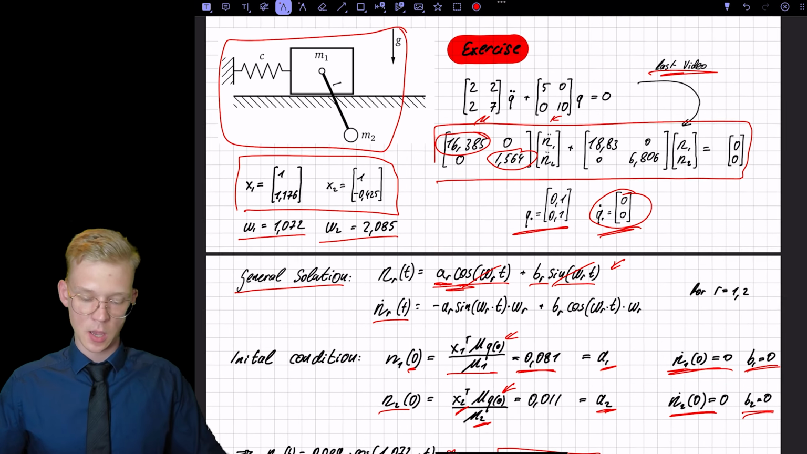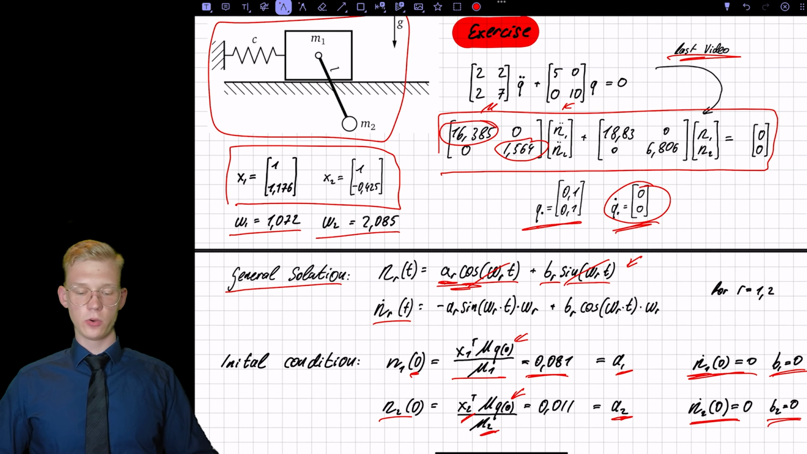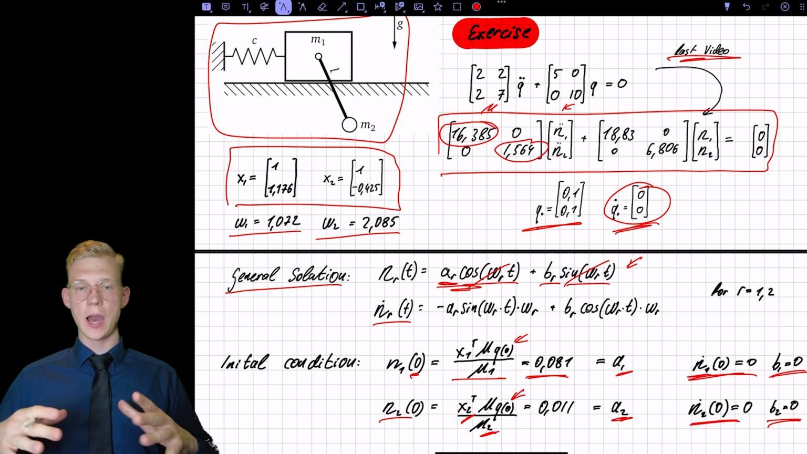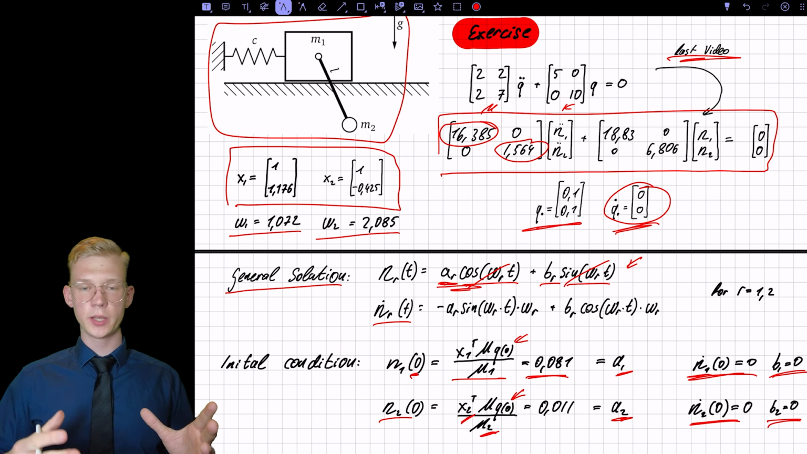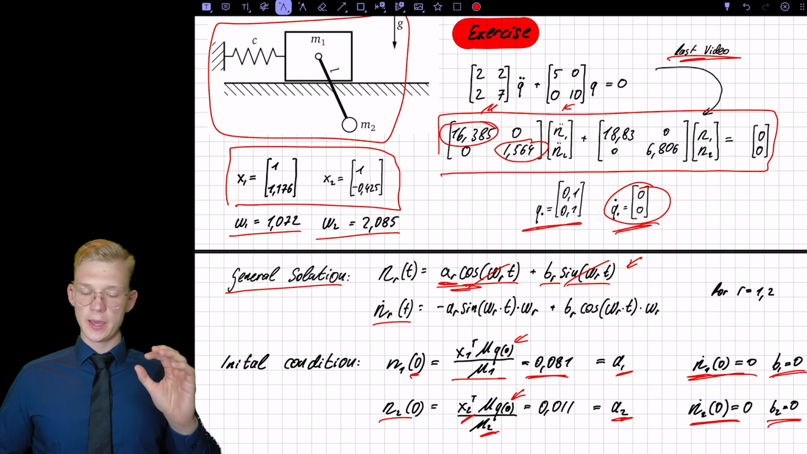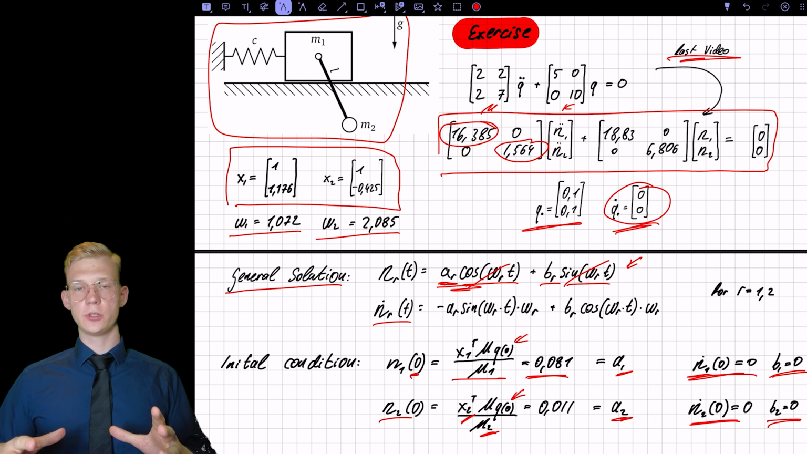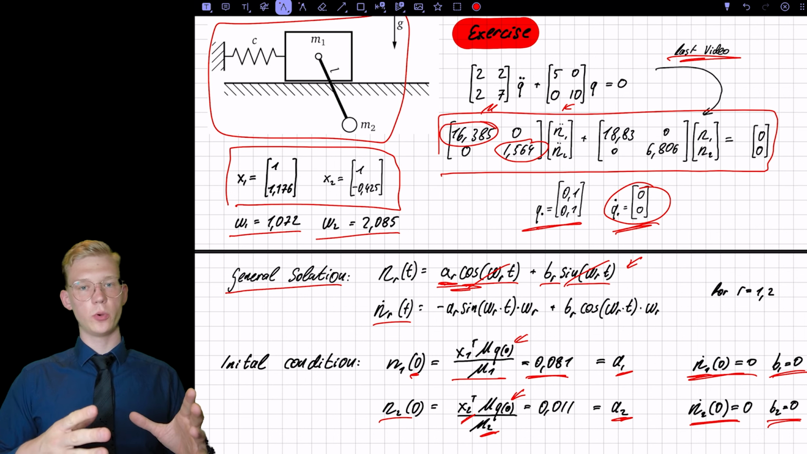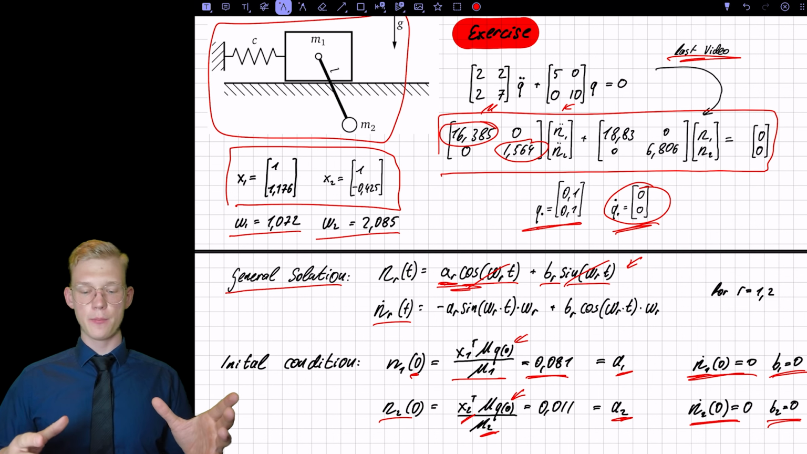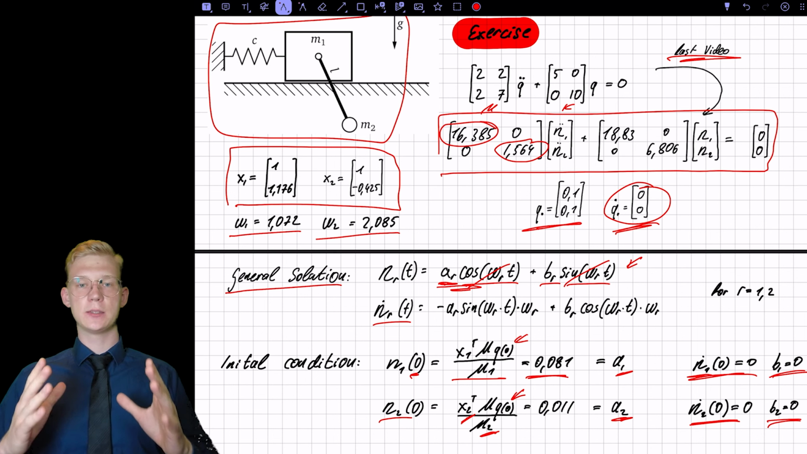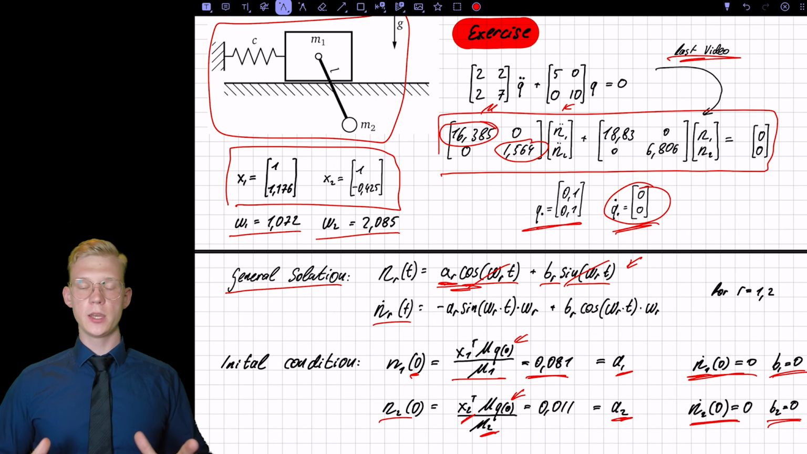So I hope this video gave you a better understanding of how to work with mode decoupling and mode superposition. It's very difficult to understand at first, but as soon as you know what you're doing, and as soon as you understand that you have M and K orthogonality, it is very, very easy.